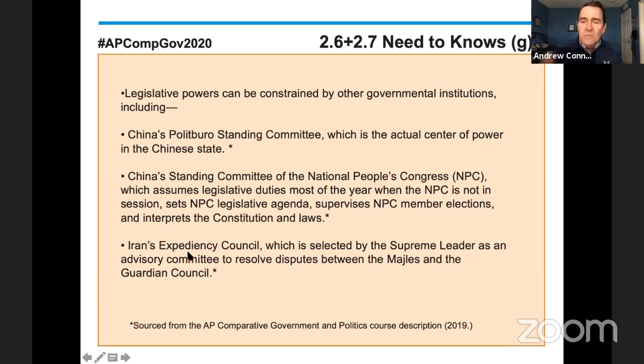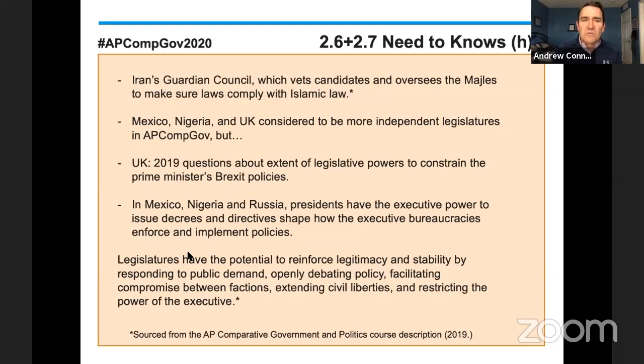So you don't see those types of policy disputes that the Expediency Council really has to intervene on. But those are some terms we know that are fair game in the course description when it comes to Iran. As I mentioned before, Iran's Guardian Council does select or filter candidates who are up for election in the Majlis.